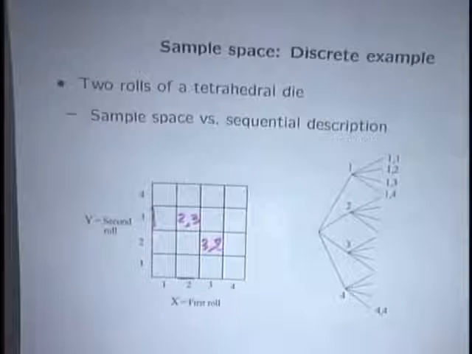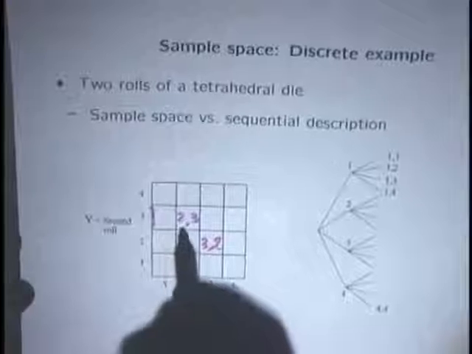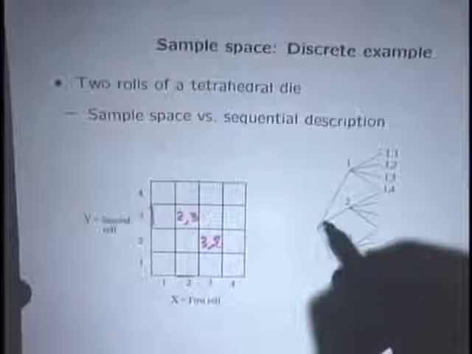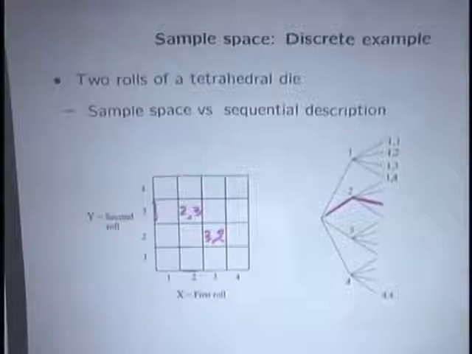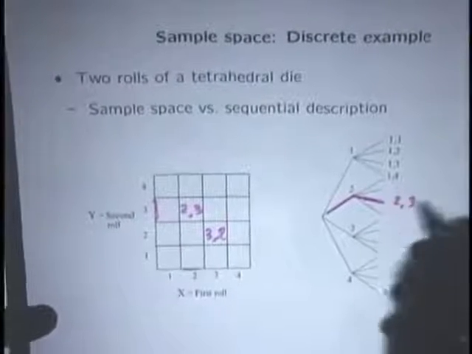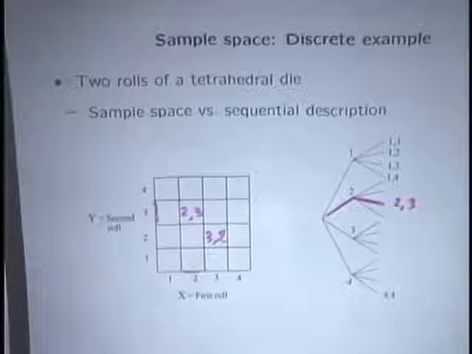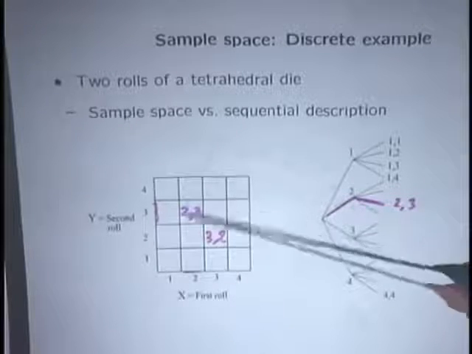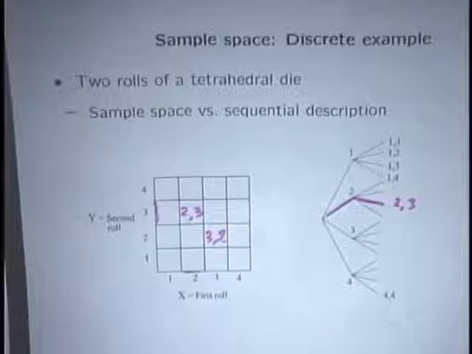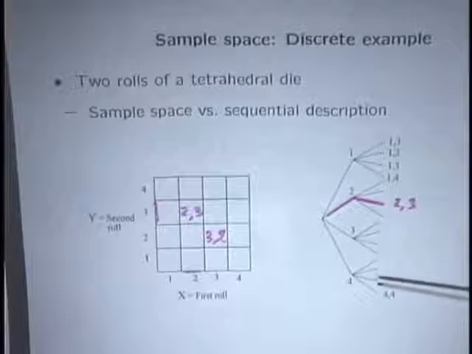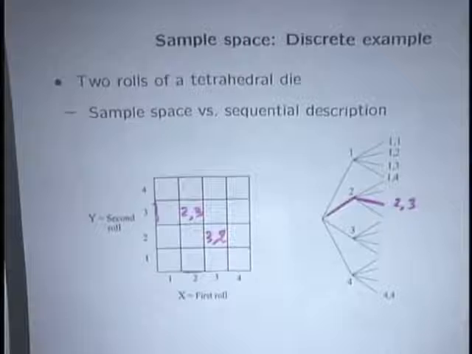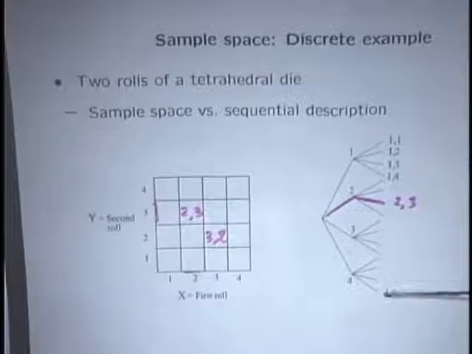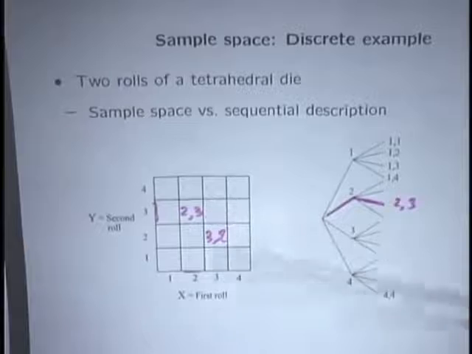So what's the relation between the two diagrams? Well, for example, the outcome 2 followed by 3 corresponds to this path on the tree. So this path corresponds to 2 followed by a 3. Any path is associated to a particular outcome. Any outcome is associated to a particular path. And instead of paths, you may want to think in terms of the leaves of this diagram. Same thing. Think of each one of the leaves as being one possible outcome. And of course, we have 16 outcomes here. We have 16 outcomes here.